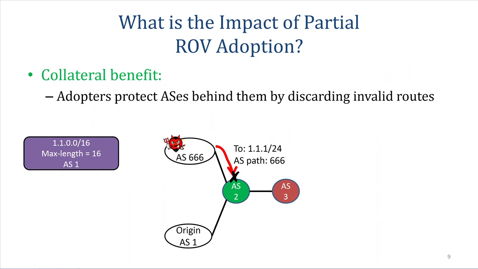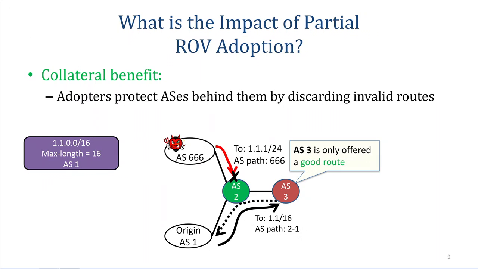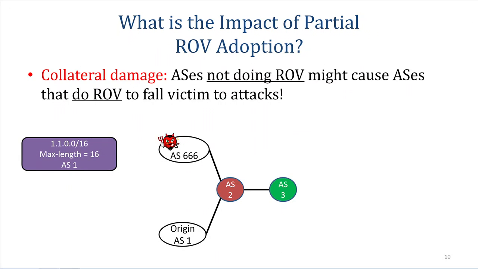And so AS2 can use the information in the ROA to identify that this is invalid because 666 should not be the origin, and discard it. And that means that when the origin actually sends its advertisement, that's the only advertisement that AS3 will receive. And because it only received good routes, it will send its traffic that way. So even though AS3 does not actually adopt ROV and it did not actually discard the invalid route, it is actually protected. The other sort of collateral effect that we've noticed is collateral damage.